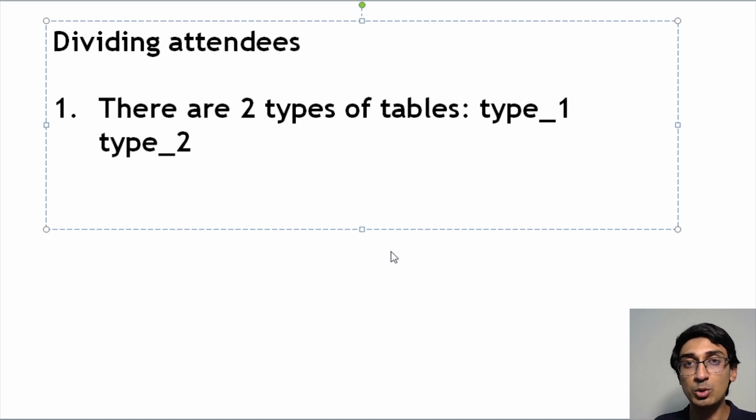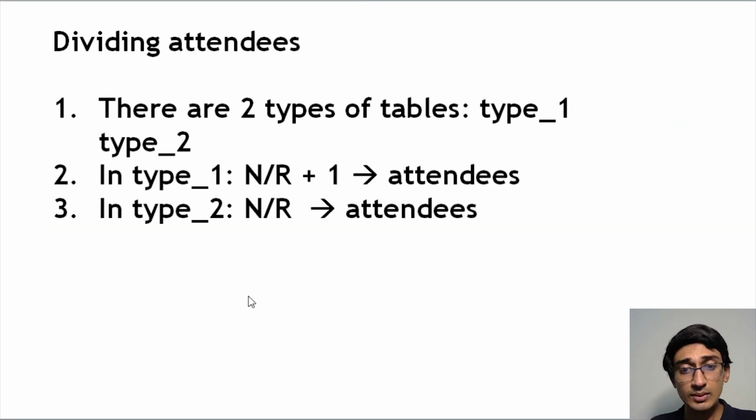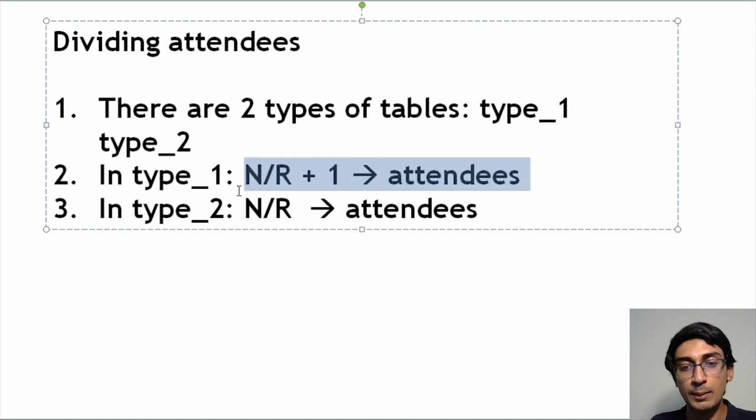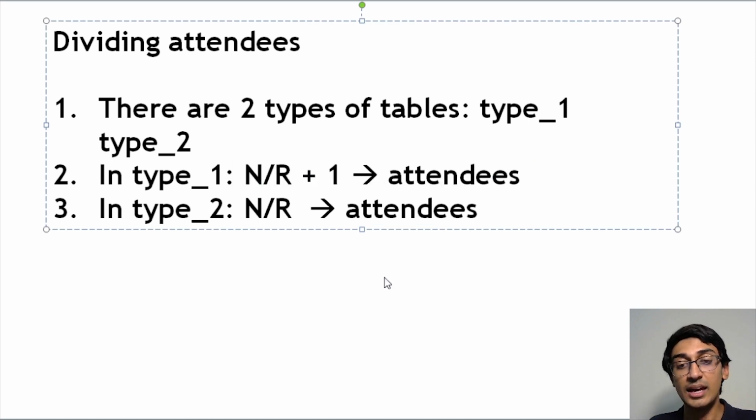So there will always be two types of table. One table which has a certain number and another table which has plus 1 of the number. It might happen that all of them are equally divided, in which case one of the types will be 0, right? We will not have as many of those tables. So now what we are saying is, in one of the types we'll have n by r plus 1 attendees, right? So in type 1, this is what we'll get. So this will be in type 1.